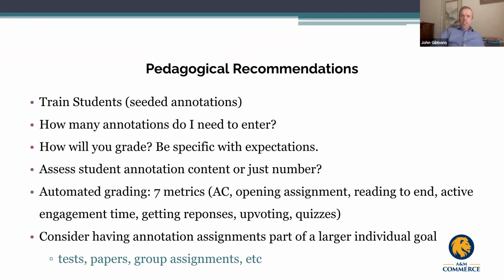Decide how many annotations the students need to enter, so let them know, because they will ask how many annotations do I need. How will you grade? Be specific. I didn't use the automated grade or anything like that.